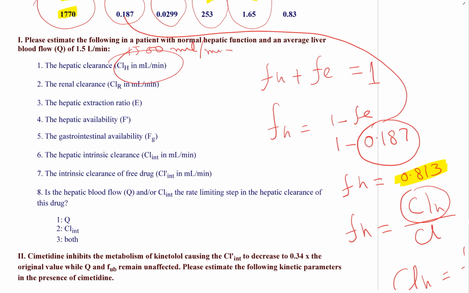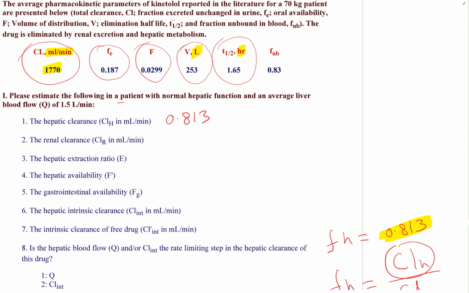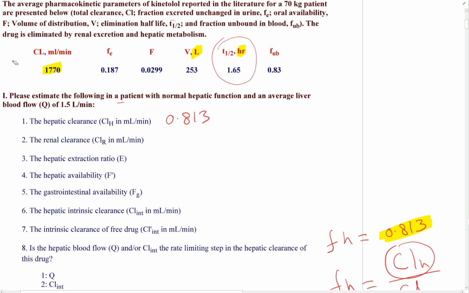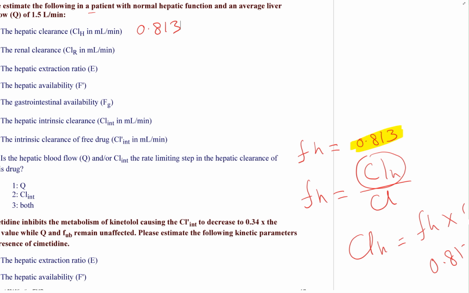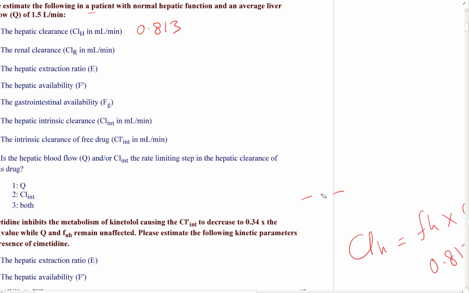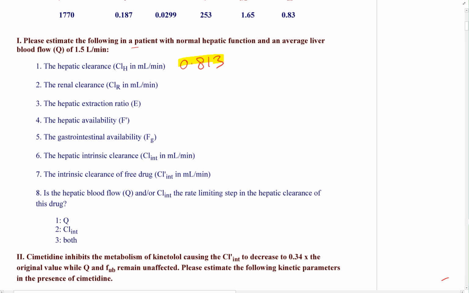So our hepatic clearance now, our fraction hepatic clearance is 0.813. Let's keep this. We may need this clearance to calculate hepatic clearance of a person with a bad liver. So this is our hepatic clearance.